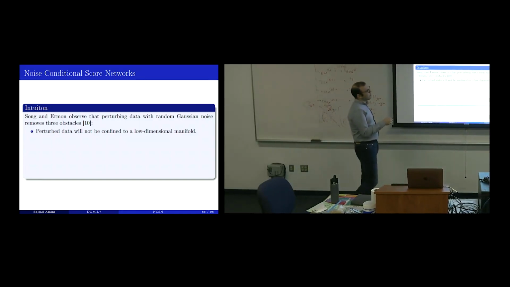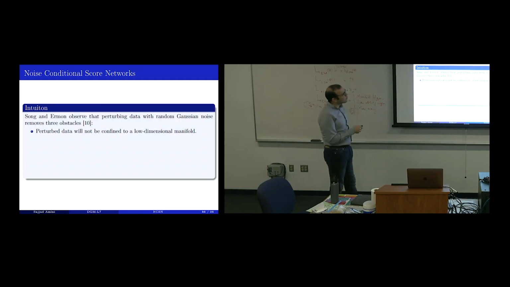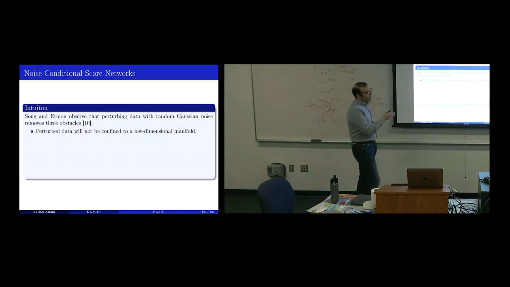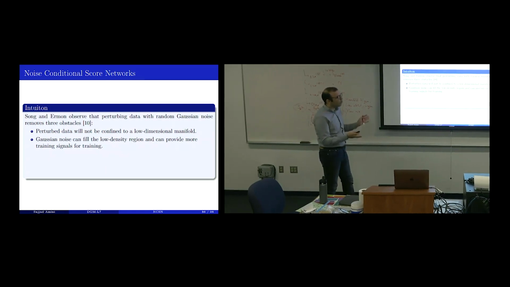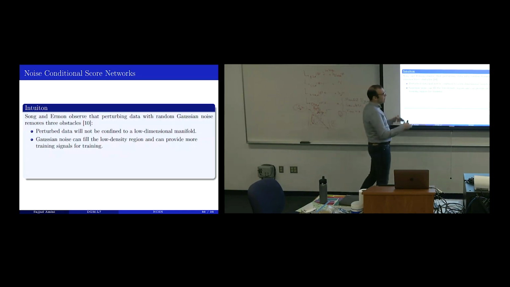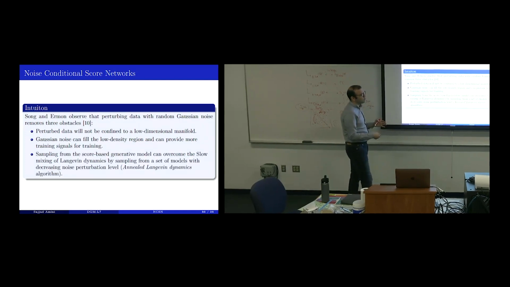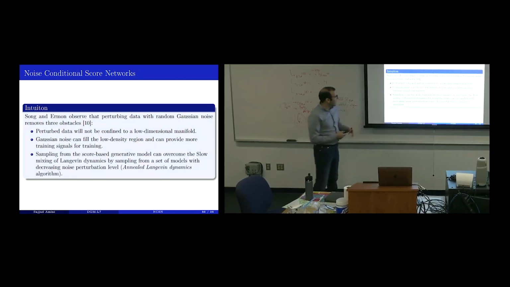Song and Ermon observed that perturbing data with random Gaussian noise removes these three obstacles. Perturbed data will not be confined to a low-dimensional manifold. We see how it can solve the problem. Gaussian noise can fill the low-density regions and provide more training signals for training. It means that the low-density regions will be higher density regions after you add the noise.